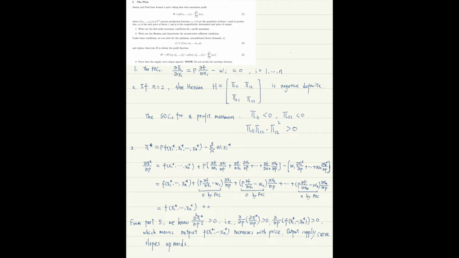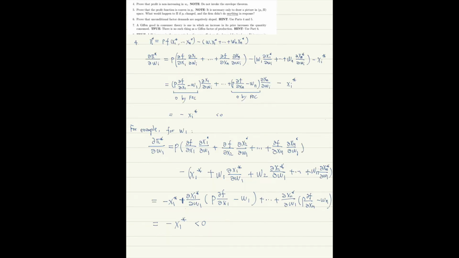The second derivative of pi with respect to P is positive. Then we replace partial pi over partial P with output f. This will lead to partial f over partial p is positive. Remember that f is the output, so it means output increases with output price p. In other words, output supply curve slopes upwards.